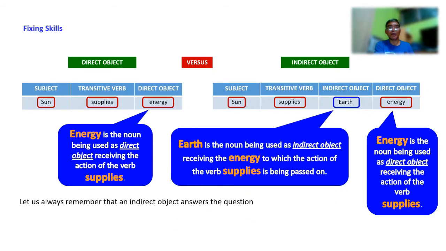Let us always remember that an indirect object answers the question for what, of what, to what, for whom, of whom, or to whom.